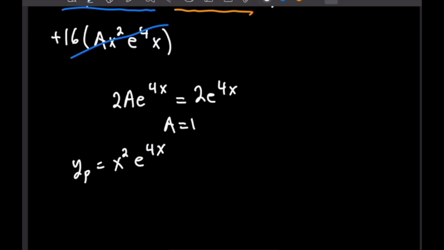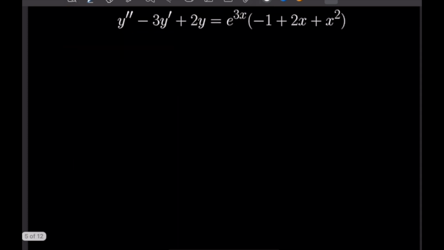But because that's what we did in the last video, I'm going to go ahead and move on to our third problem. All right, so our equation for number 3 is y double prime minus 3y prime plus 2y is equal to e to the 3x times negative 1 plus 2x plus x squared. So we can see that the degree of our p of x term is going to be 2.